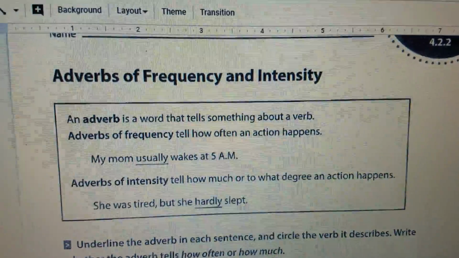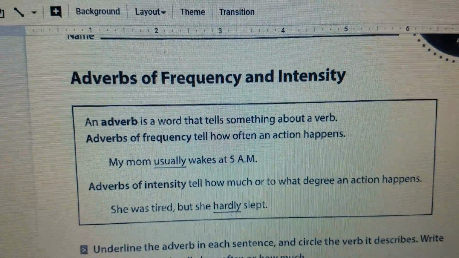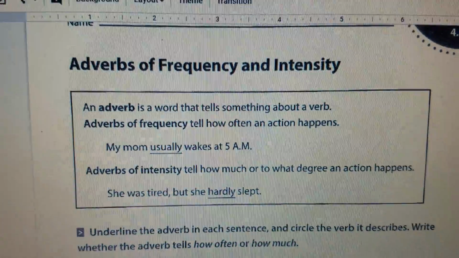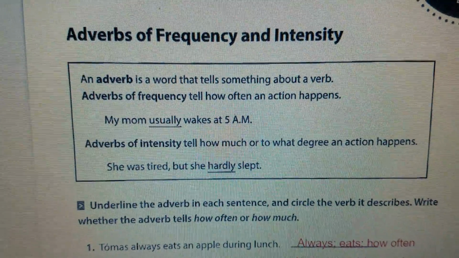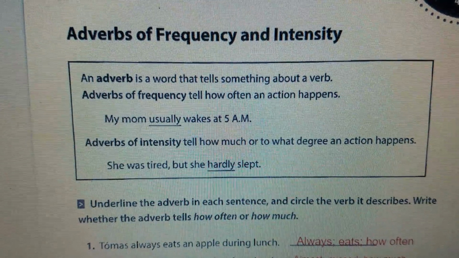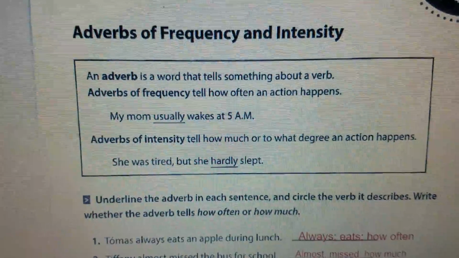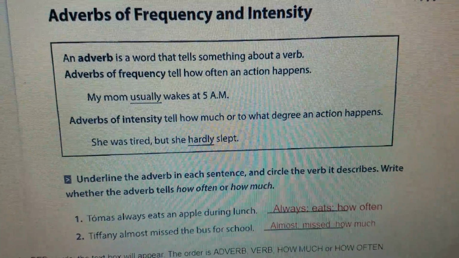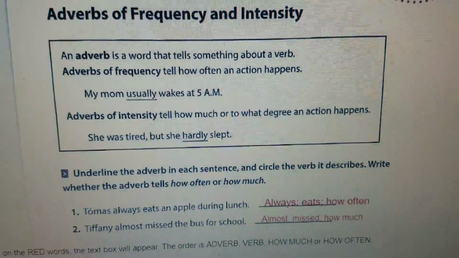In the first one, my mom usually wakes at 5 a.m. Wakes is our verb, usually tells how often this action happens. Hardly slept, slept is our verb, and this tells to what degree, how intense it was. Apparently, she didn't sleep at all, so it's almost flipping the verb slept into another way of saying she was awake most of the night.